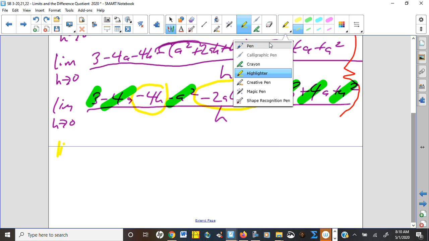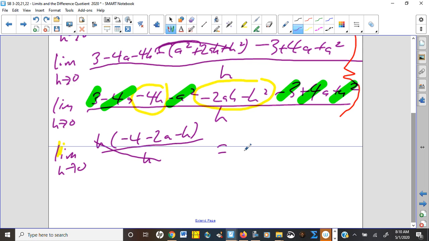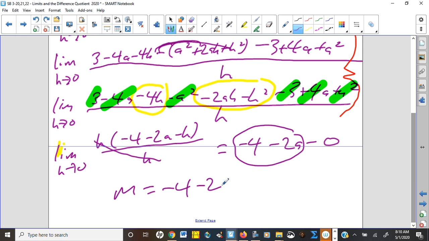Maybe we should turn back to our pen, huh? The limit as h goes to 0. We'll factor out that h and get negative 4 minus 2a minus h over h. Boom, see an h, which means we can now evaluate our limit: negative 4 minus 2a minus 0. And that's your formula. This is the formula right here for a general slope at any x value, which we're calling a. For any a value that we want to know the tangent at, we know the formula.